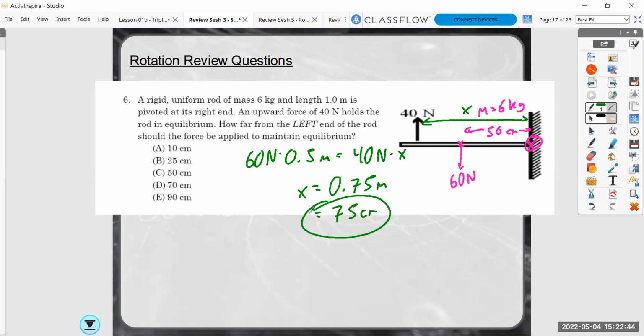It's a weaker force, so it has to be further out to get the same amount of torque. Notice, I was nice to you, 75 is not one of the options on here because, obnoxiously, and this was a real question, it asks how far from the left end of the rod should the force be applied. Well, if it's 1 meter long and this is 75 centimeters, how far is that? 25. Correct. That's the other bit of it. So, I could have been mean and given 75 as an answer, but I didn't. Would have been unpleasant for me to have done.